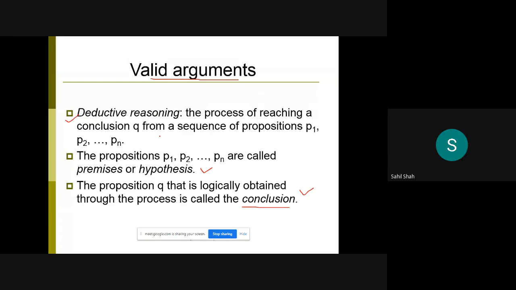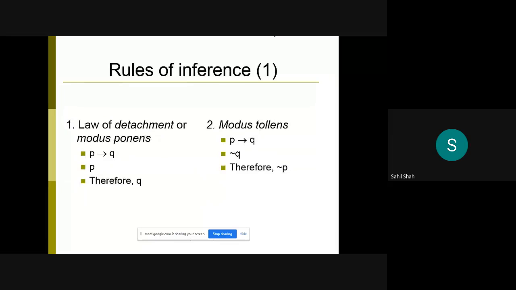Thereafter, we have seen several laws. Four laws have been discussed in the last class. Those were modus ponens, modus tollens, law of detachment, law of contraposition, disjunctive syllogism, and hypothetical syllogism. These laws in the theory of logic are known as rules of inference. So let's have a quick recap of rules of inference.